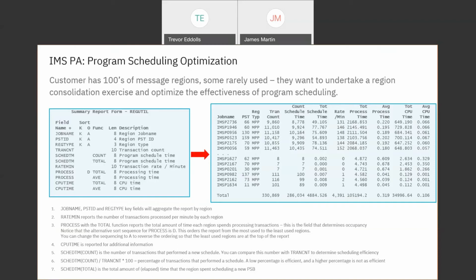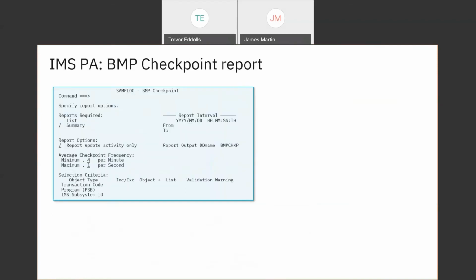Now, I talked a little bit about BMP checkpoint frequencies. We had a question about that just a minute ago, and in the new BMP checkpoint report that was just released in the latest release of Performance Analyzer, which is at 4.5 now, we can actually run a BMP checkpoint report, and we can give it average checkpoint frequency limitations, or what our installation thinks is a good number. We can look at minimum amount of checkpoints and how frequent they're being taken, and maximum amounts of checkpoints as well. So exception criteria around our checkpointing activity.